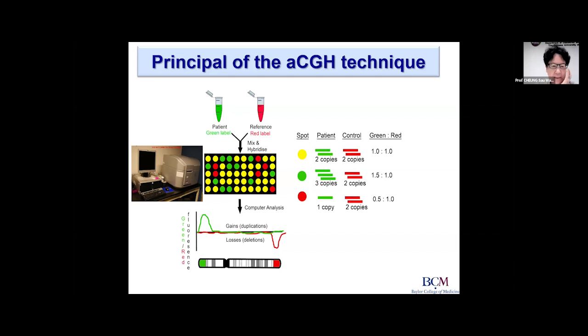And if the patient DNA is less than the reference DNA, then it will be red. That means the patient DNA has 1 copy and the control DNA has 2. The ratio would be 0.5 versus 1. Therefore, it is a copy number loss, as indicated in the bottom graph.